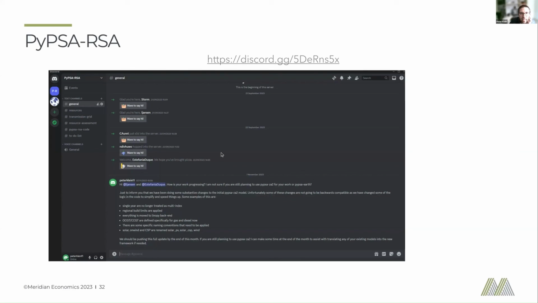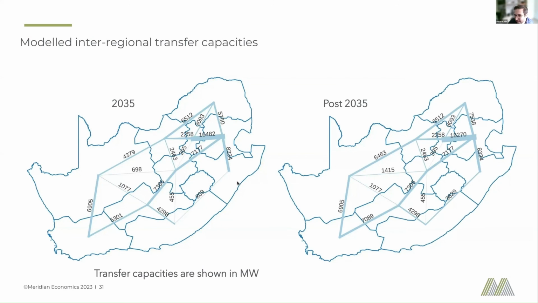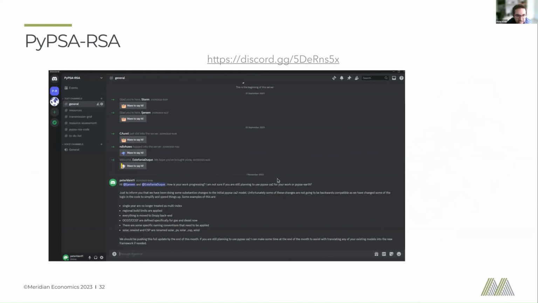So the link here, we have a PyPSA-RSA Discord. We have had a few initial conversations with the group at Stellenbosch, but if you click on this link and register for Discord, that's a great way for anyone who has specific questions. The biggest learning hurdle is getting everything installed and working. So don't give up if it's a bit frustrating at the beginning.